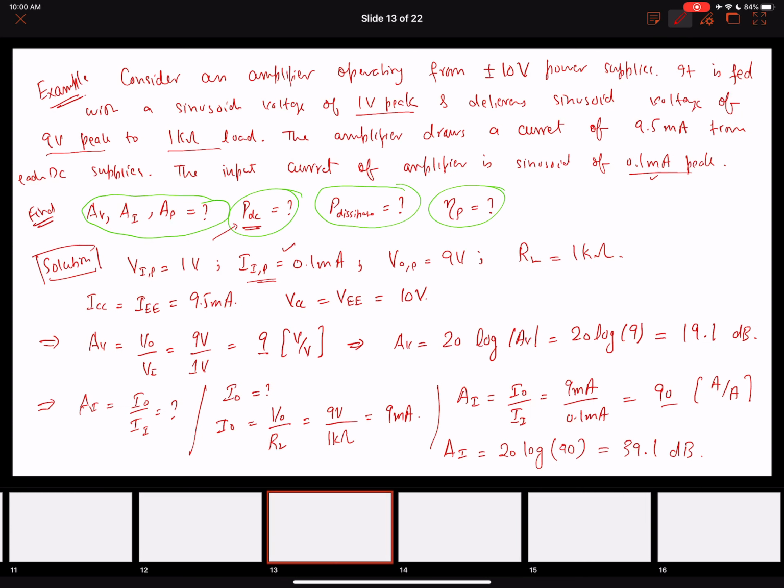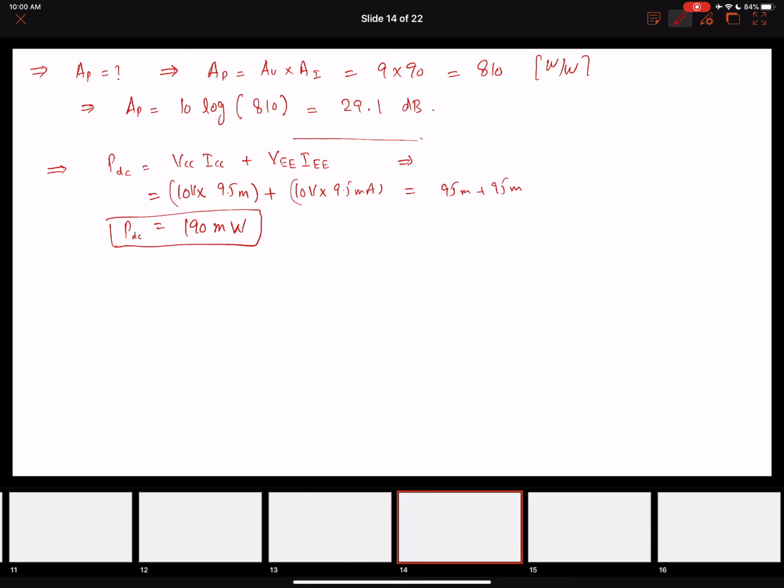The other thing that we need to determine now is the dissipated power. Now we need to determine the P dissipated. Let's see how we can determine P dissipated. From the equations, you remember that the input power is equal to the output power. Right, so I can use this equation to determine P dissipated.